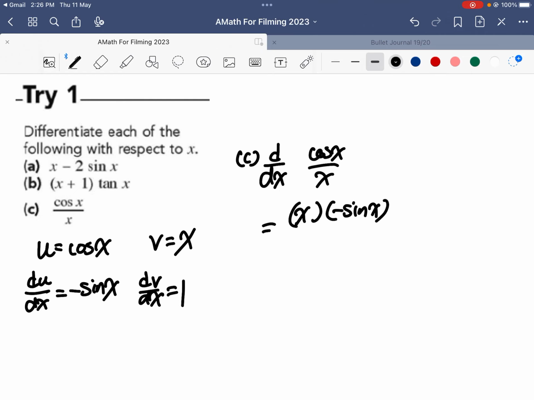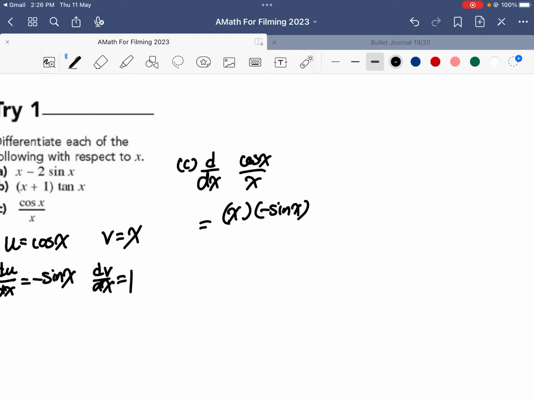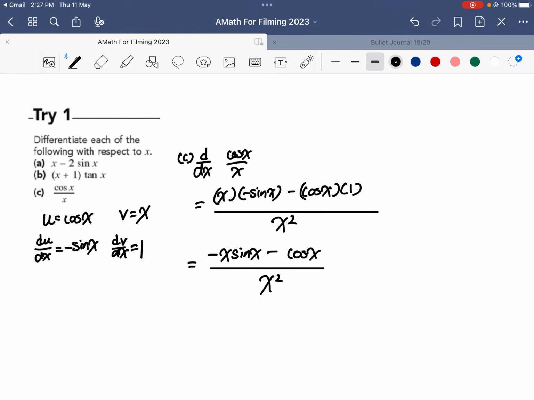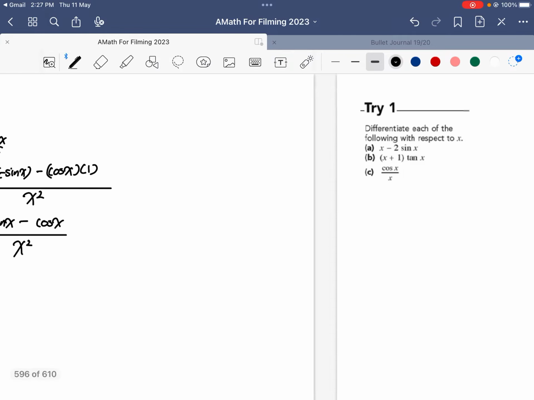Hence, for part C, if I differentiate cosine x over x with respect to x, it is v times du dx, which is negative sine x, minus u, which is cosine x, times dv dx, which is 1, over v squared, which is x squared. So I get negative x sine x minus cosine x, divided by x squared. And this is it. You can leave it as such. The answer in the book actually goes on to take out the negative sign, or they factorize negative 1 from the numerator, but I think this is perfectly fine.